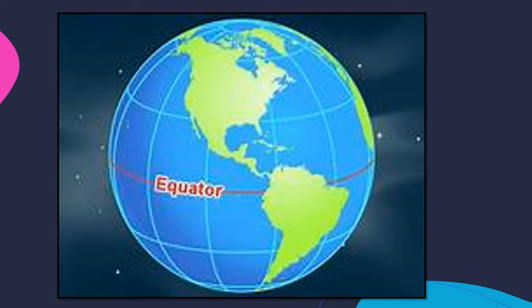Children, please listen. See, here is an imaginary circular line which divides the earth into two equal halves and it is drawn in west-east direction, and this imaginary circular line which is drawn in west-east direction or east-west direction and which divides the earth into two equal halves is known as equator.